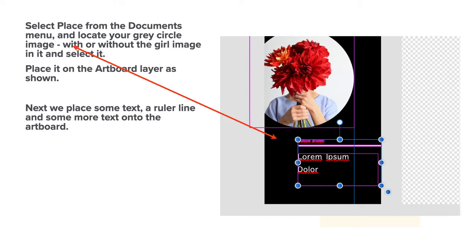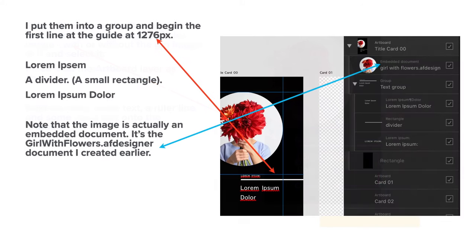Next, we place some text, a ruler line, and some more text onto the artboard. You can see its position there. I put them in a group and begin the first line at the guide at 1276 pixels. You can see I've got a guide bar drawing across there, and the first lorem ipsum text just touches that line and it goes to the right hand side, to the edge of the black.